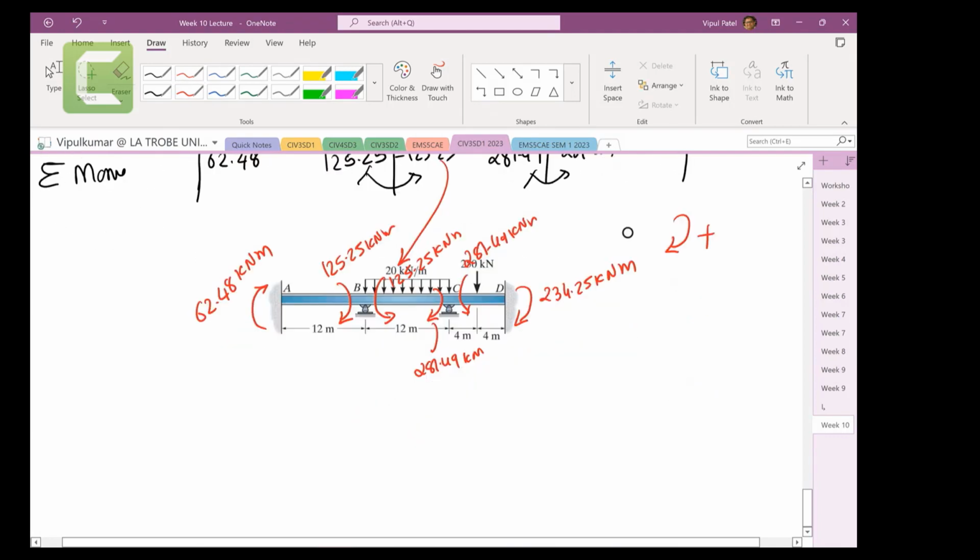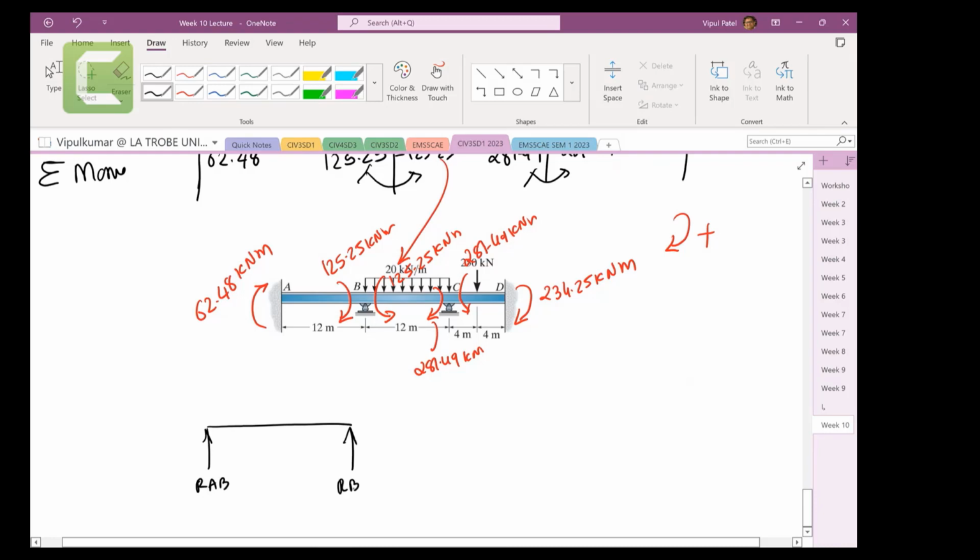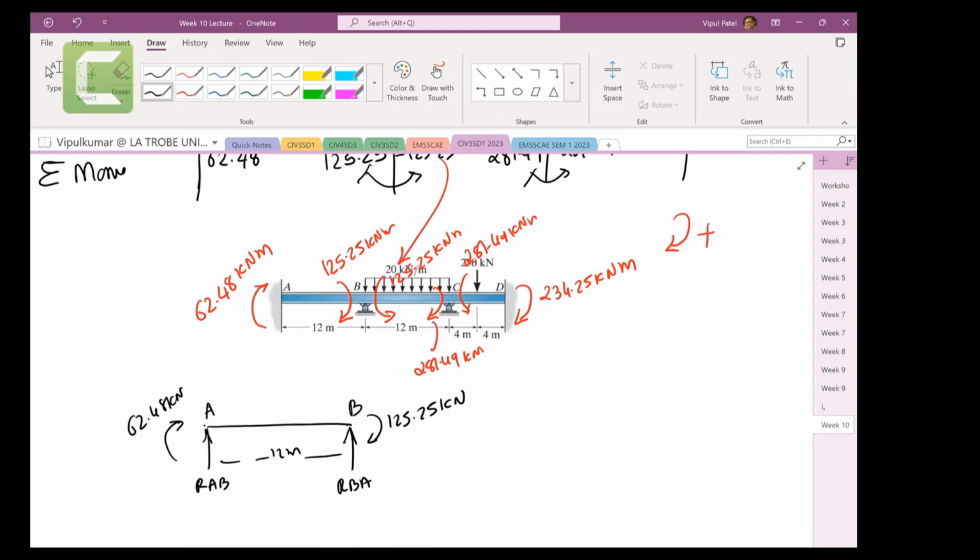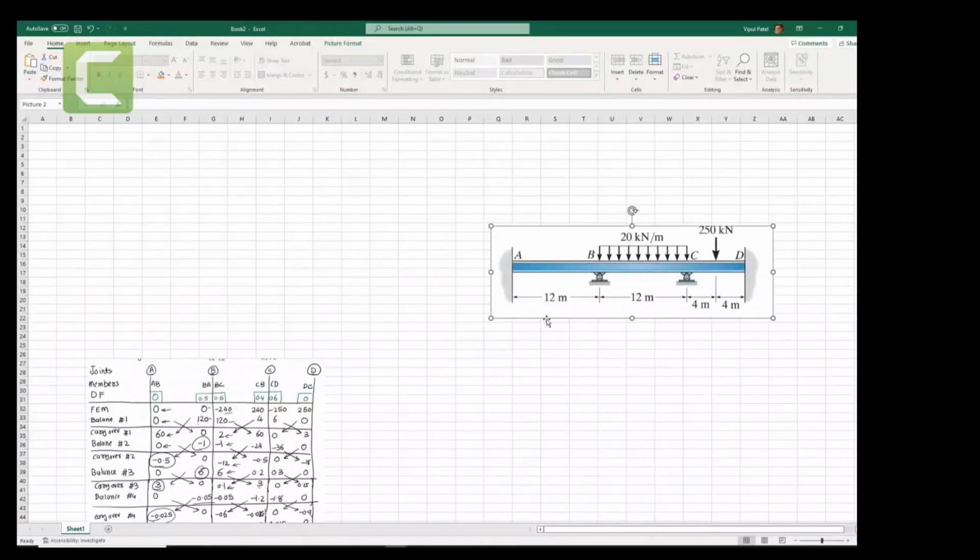I think once you know these, you remember that last week, you can just do this reaction AB or something like that, reaction BA, and the moment is 62.48 kilonewton meters, 12 meters here, and the moment here 125.25 kilonewton meters. And from that, you can apply joint A, joint B, and you can find the reactions. Remember that in the slope deflection method. So I have done nothing new. I just got all these details. I can show it to you quickly again.